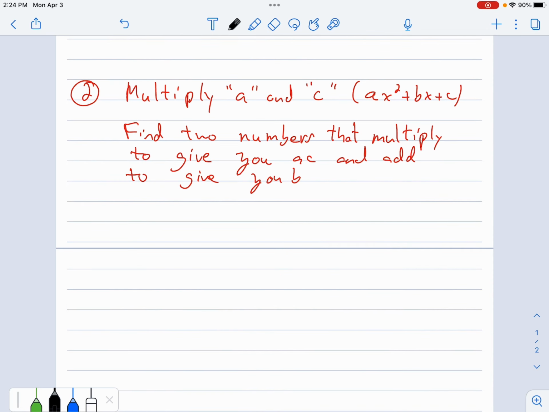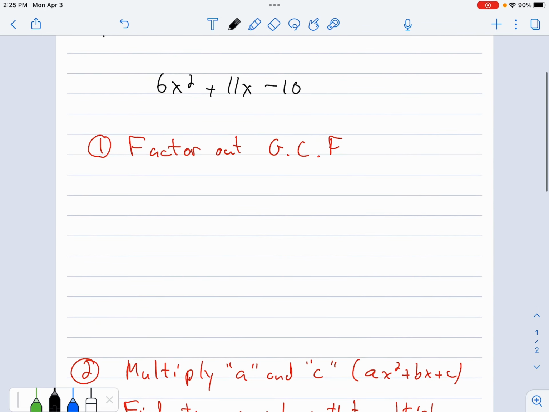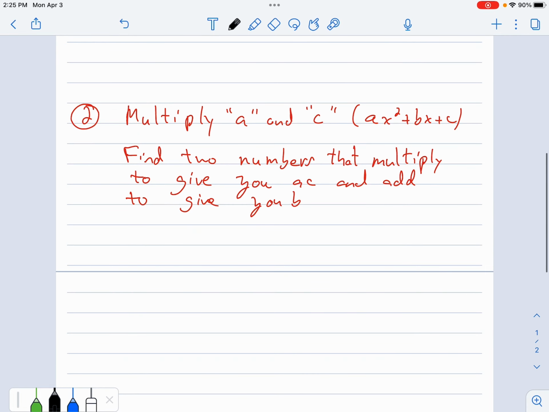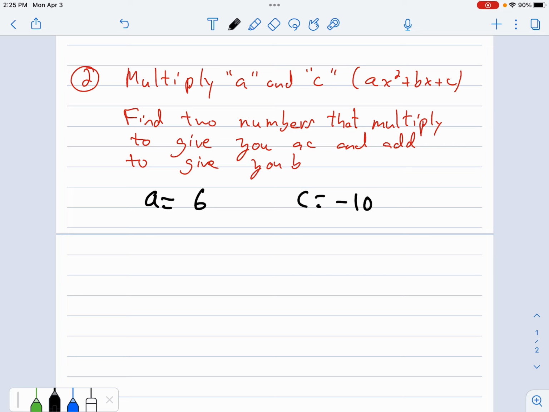So the AC method stands for the A in a quadratic polynomial and the C. A stands for the coefficient of x squared, and C stands for the constant term. In our case, A is 6 and C is minus 10. The way this method works is as follows. Let me first write down what A and C are, and then multiply A and C.